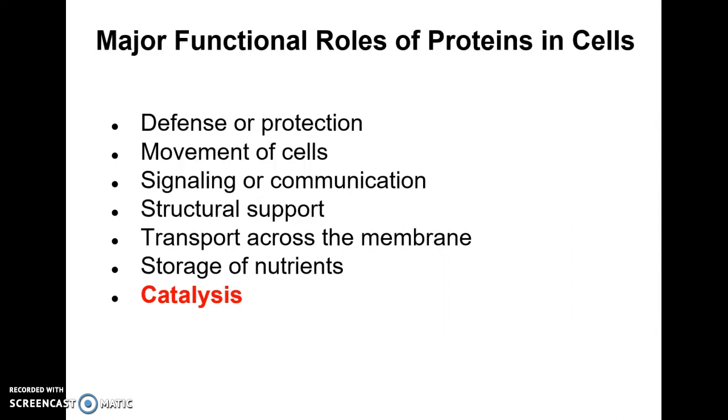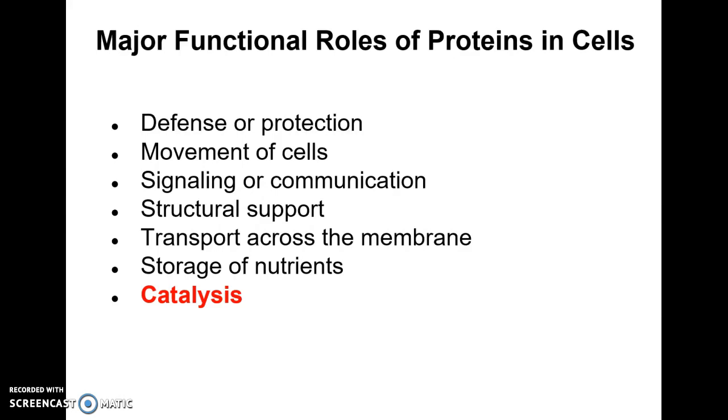So movement within the cells, the motor proteins, actin, kinesin, dynein, and movement of the cells like actin polymerization and depolymerization. They can do signaling and communications, like for instance, insulin and glucagon are signaling molecules that are proteinaceous. They can give structural support, like for instance, the microtubules. They can transport things across the membrane, like ion channels, the storage of nutrients.